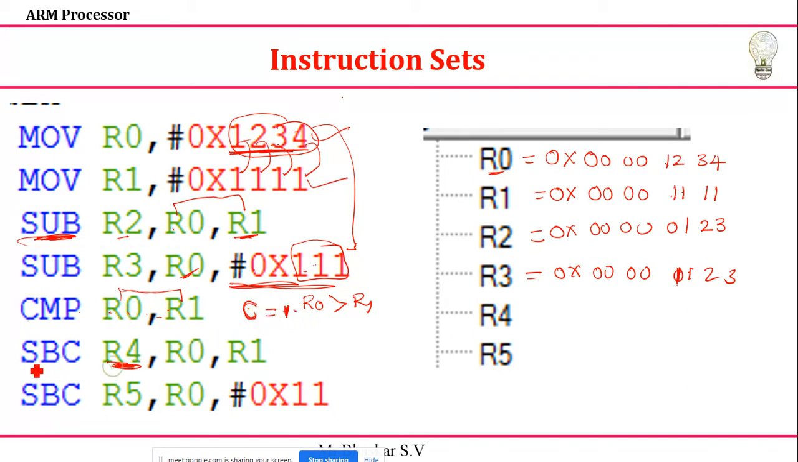If C is equal to 1, what will happen in this SBC instruction? If C is equal to 0, then only it will be considered as you have taken a borrow. Otherwise it will do the normal operation. Normal operation means R0 minus R1. What is the result you will get? Minus C. Here again, same thing, R0 minus R1. So this result only. I am asking about the R4 result.